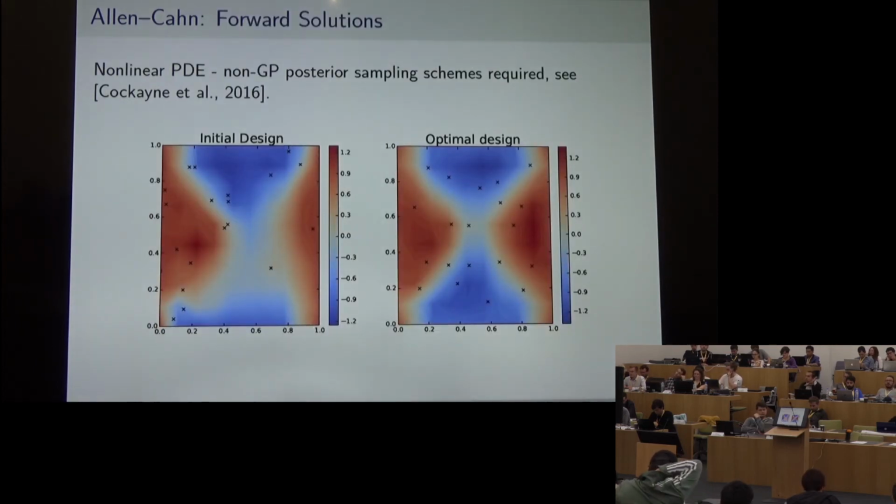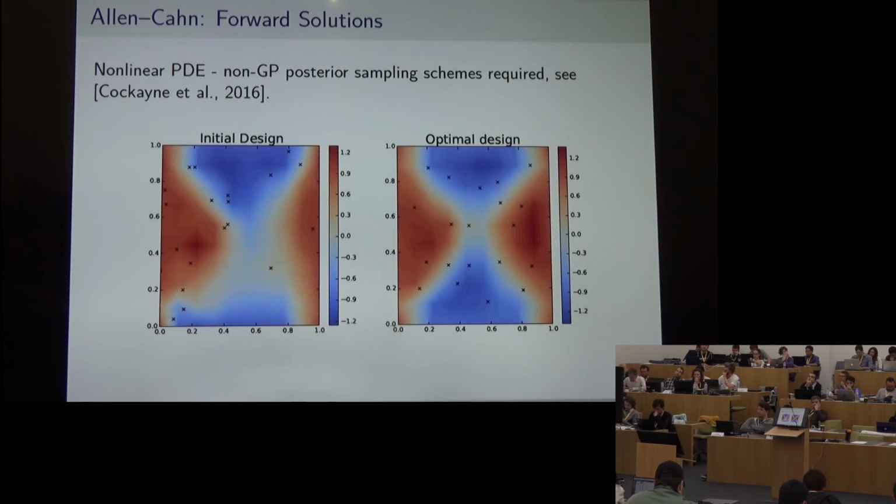And in answering your question about changing the designs, here is an example. This example here is one where we had an initial design. So in other words, we selected a number of points in the domain where we evaluated the right-hand side and then used those to get the posterior over the solutions. And given that, we can actually obtain an optimal design, which is different.